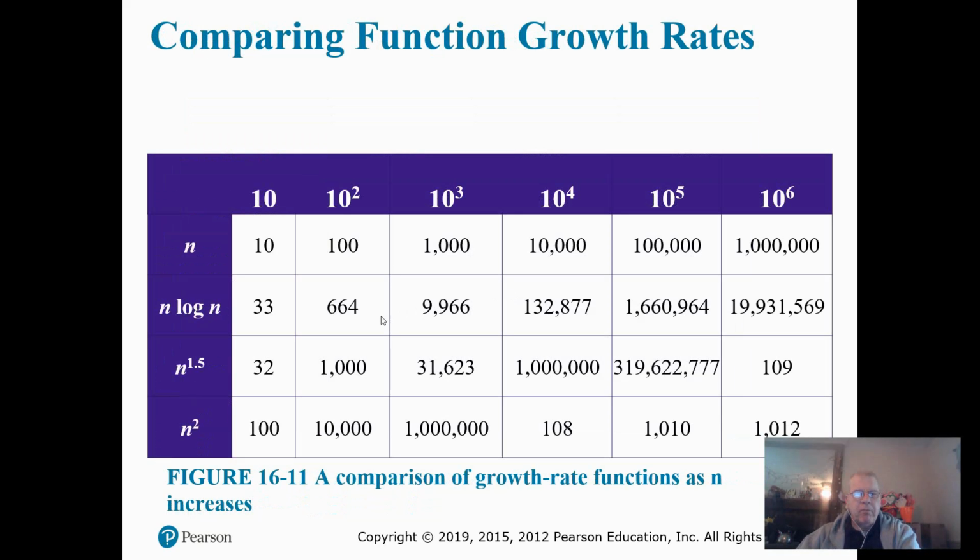Remember that the different growth rates are very important as n grows large. So if n is as large as 10 to the 6th, a million, n log n is 19 million. n to the 1.5 is 109 million. n squared is 1 billion.